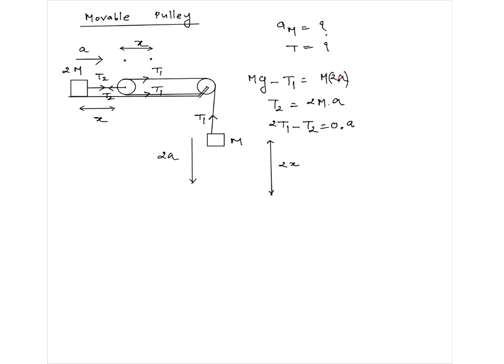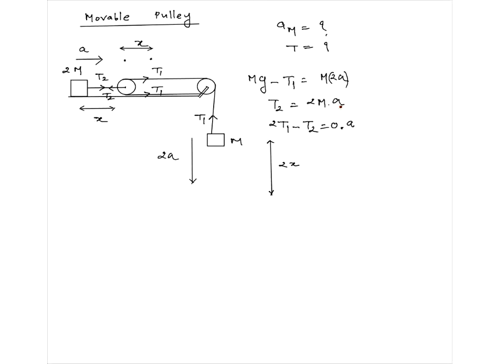Then you take this as a system. Note that there are two strings involved. One string is this big one, going to the support. The other string is this one. So T1 and T2 we will have to use. Now, for this, T2 is on the right side, and that's the only force. So that will be equal to mass 2m multiplied by acceleration a.